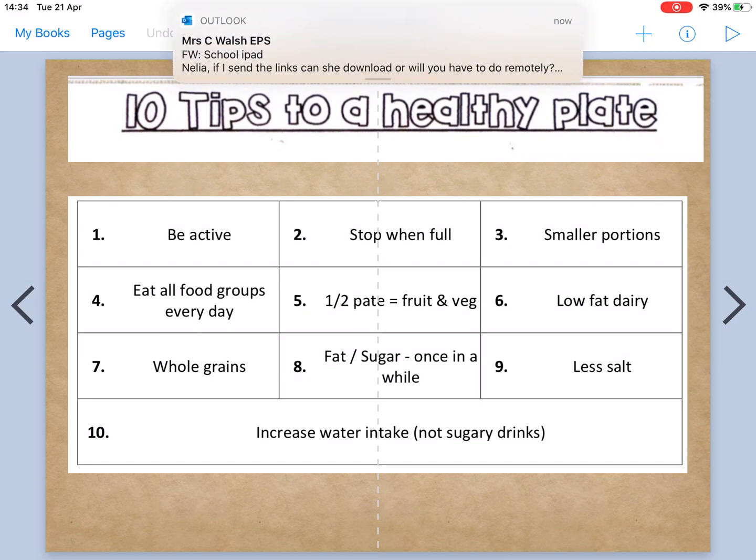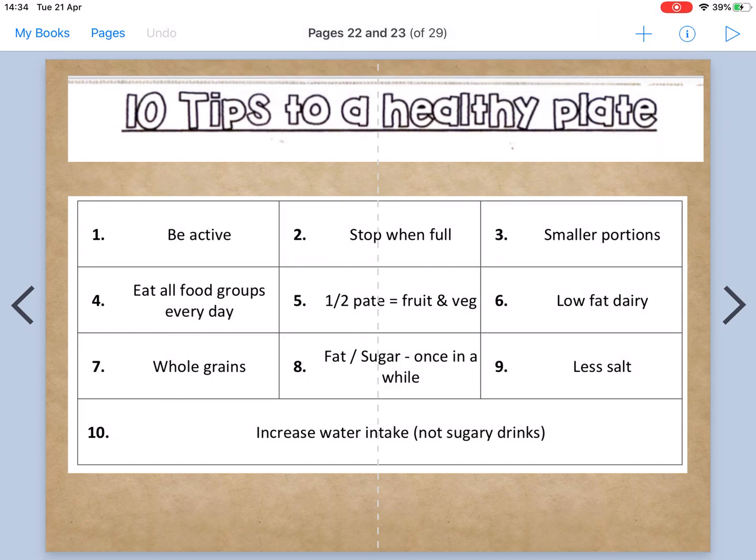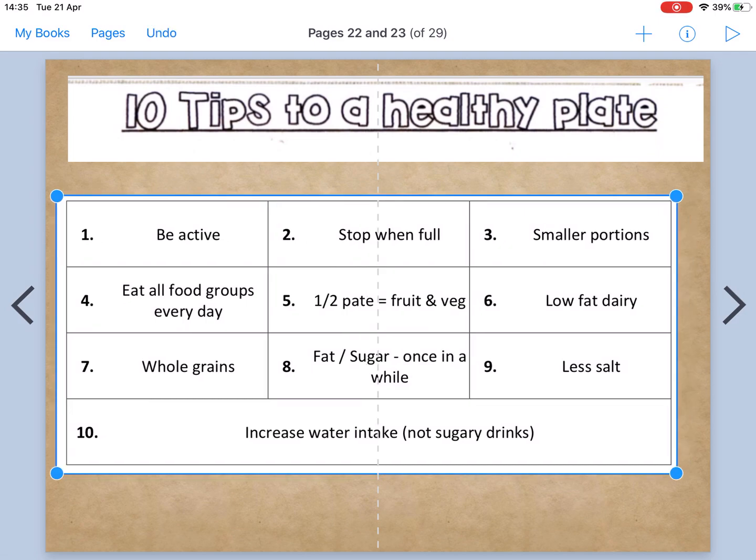And your heading is 10 tips to a healthy plate. And you can divide the rest of your page the way I have. So you've got 3 rows of 3 blocks. So you've got 1, 2, 3, 4, 5, 6, 7, 8, 9. And then at the bottom, the whole section at the bottom can be block number 10. So you'll need 4 rows and you'll have to divide that into 3 columns, but the last row is all in one. And there are his 10 tips.